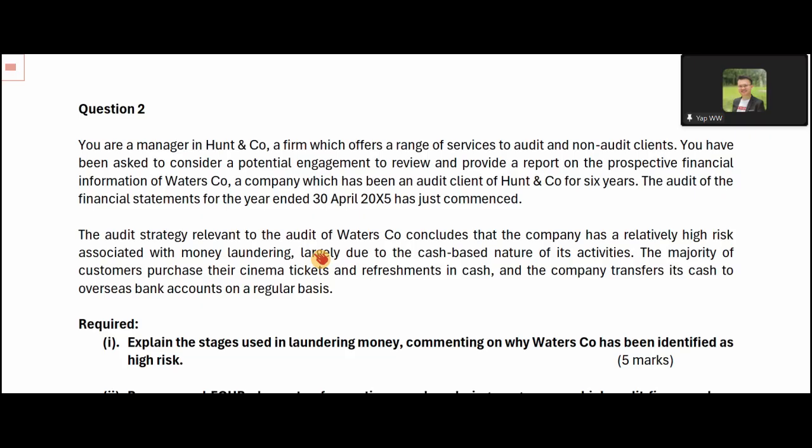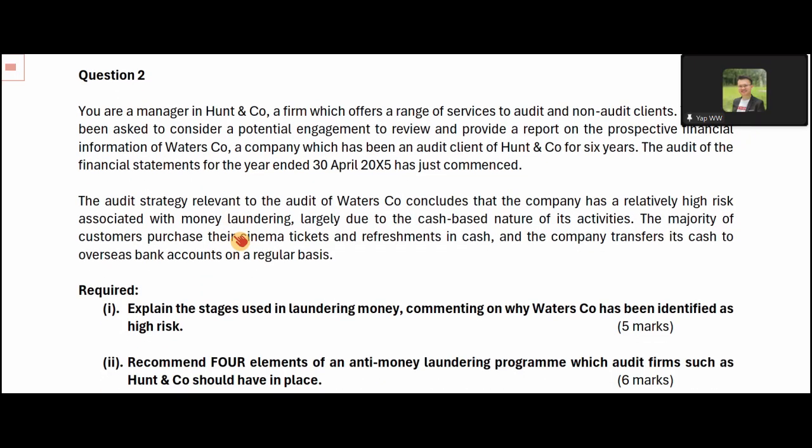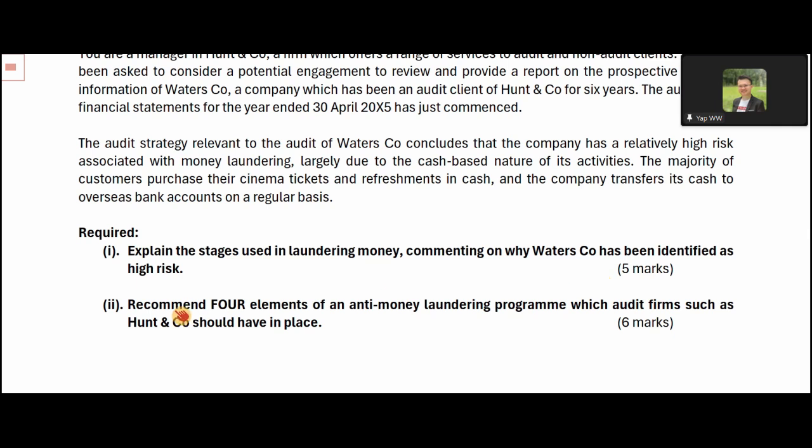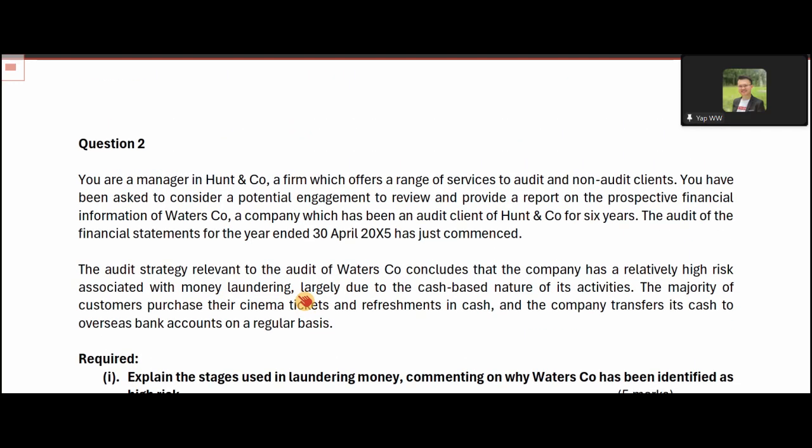Okay. And the more common way the examiner will ask the question will be something like what you see now in question number 2. Explain the stages used in laundering money. So there are the 3 stages. And then you have to comment why Waters Core will be high risk for 5 marks requirements. And recommend 4 elements for an anti-money laundering program that the audit firm should have.